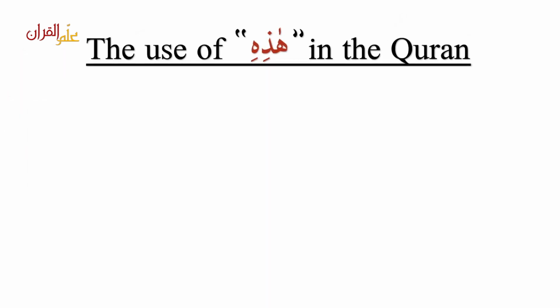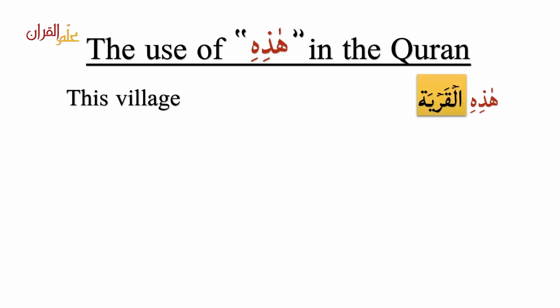Let's see the use of هذه in the Quran. هذه القرية, this village. Here the word al-qarya is feminine, that's why هذه is used. How do we know this word is feminine? Because it has tanis at the end.